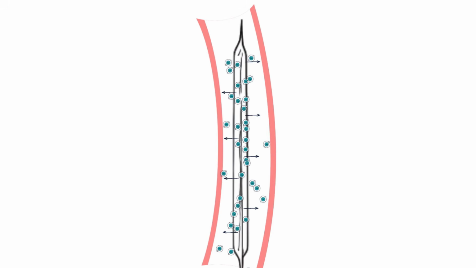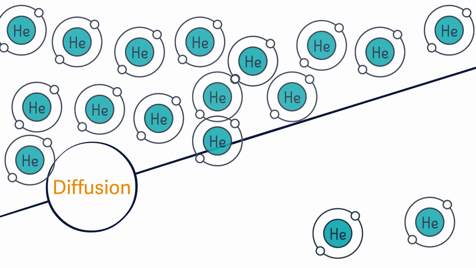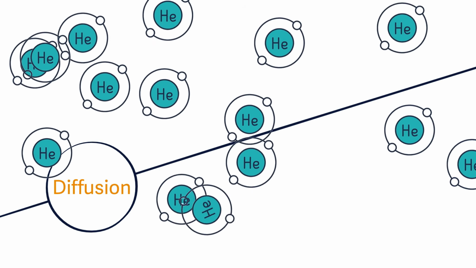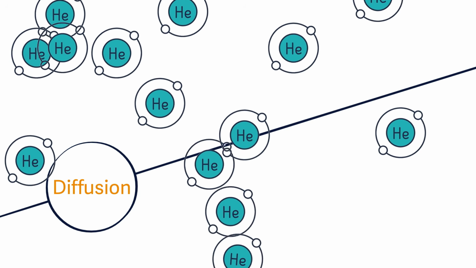This video illustrates just that. Notice how the small helium molecules are moving across the balloon membrane. The molecules move because of a process known as diffusion. So what exactly is diffusion? Diffusion is the continuous movement of gas molecules from an area of higher concentration to an area of lower concentration.